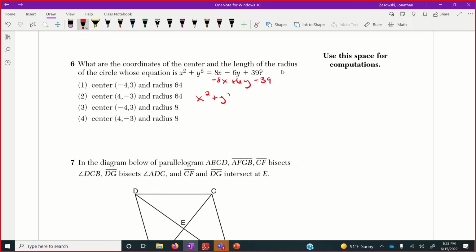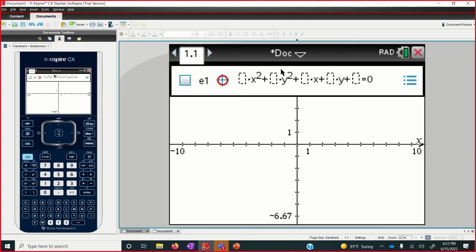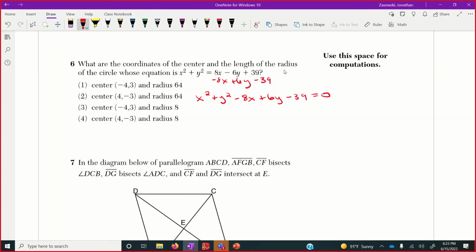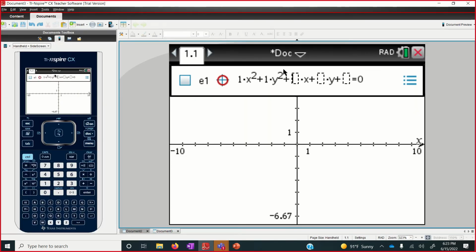So x squared plus y squared minus 8x plus 6y minus 39 is equal to 0. Now I can go type those numbers in. So for x and y, I'm going to put 1. All right. Where it says x, notice it's negative 8x. So we're going to press the minus and then 8 button.